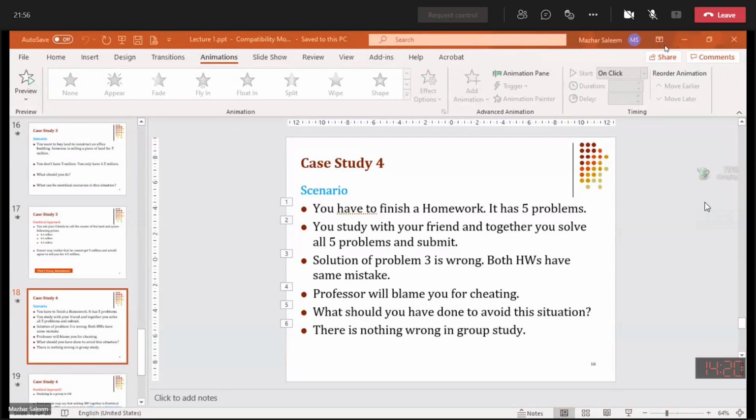Yes, sir, I think it's fine because both the students have done it by their mutual understanding. So maybe they both have the same idea to solve the problem. So they have done it in the same manner. Okay. And what do you think? What should the professor do in this situation?